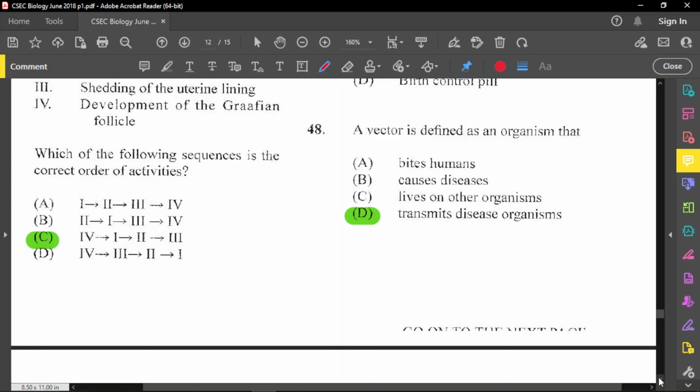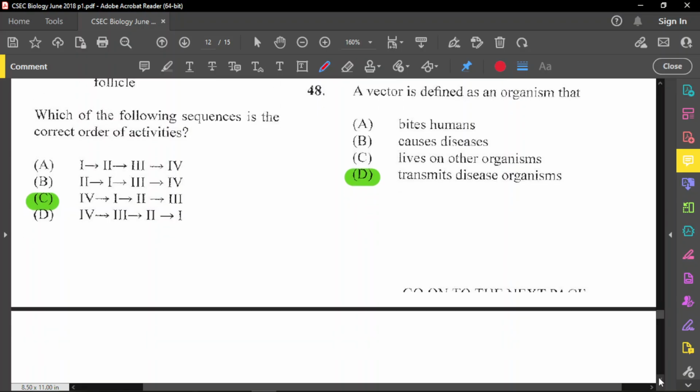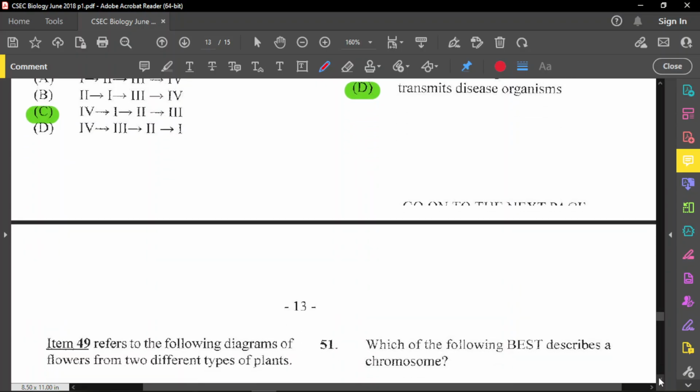48, a vector is defined as an organism that does what? And it transmits disease organisms. So yeah, D is correct for that. So a vector does transmit the disease organism or pathogen.